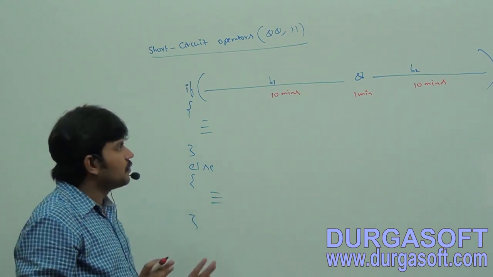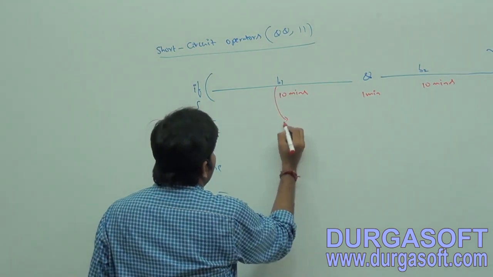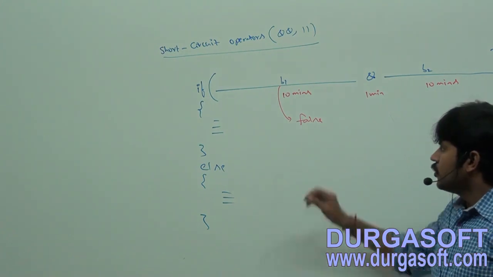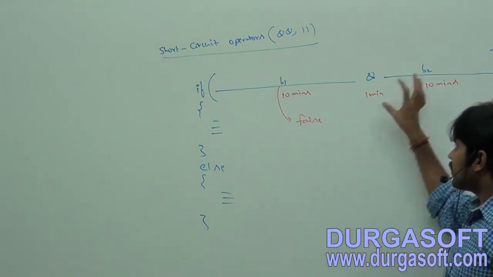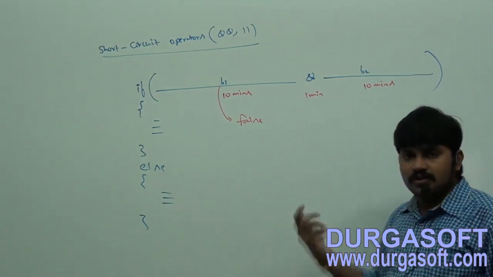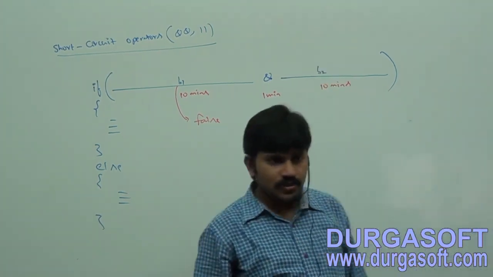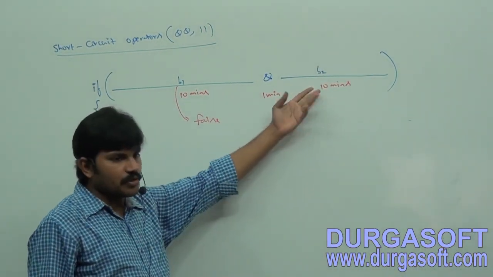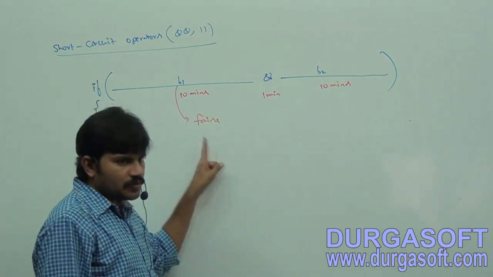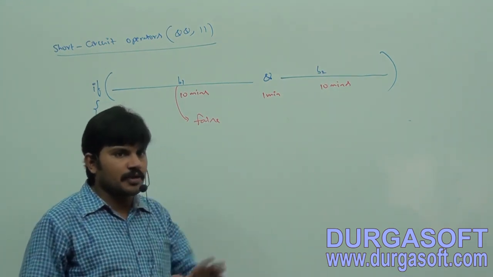Now my question is, observe carefully, right? After the first 10 minutes, we came to know that it is false. If it is false, whether the second argument is true or false, the result is always false. If the result is always false, what is the need of evaluating the second one? The second one may return true or may return false, but if the first argument is false, the result is always false, irrespective of whether the second argument is true or false.